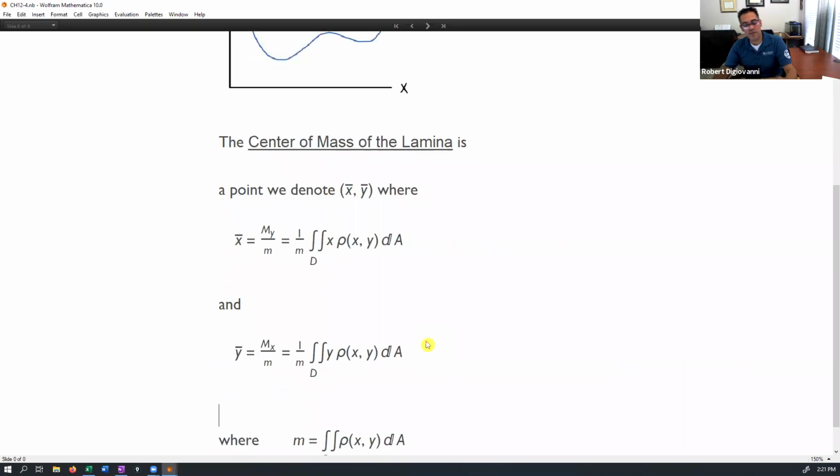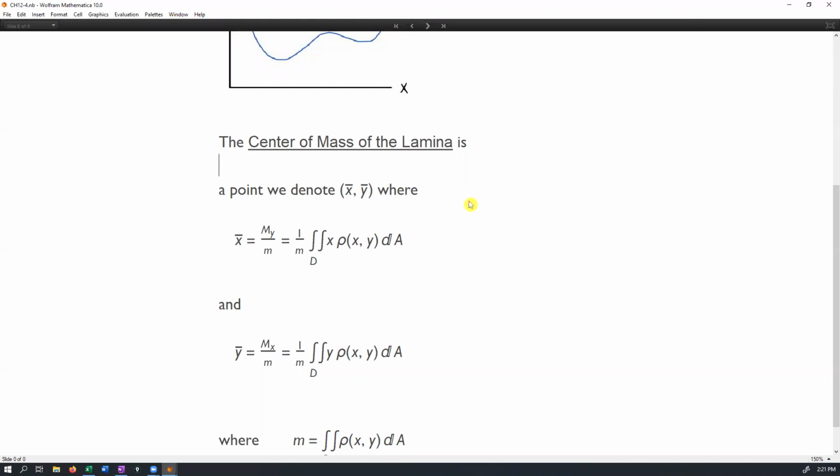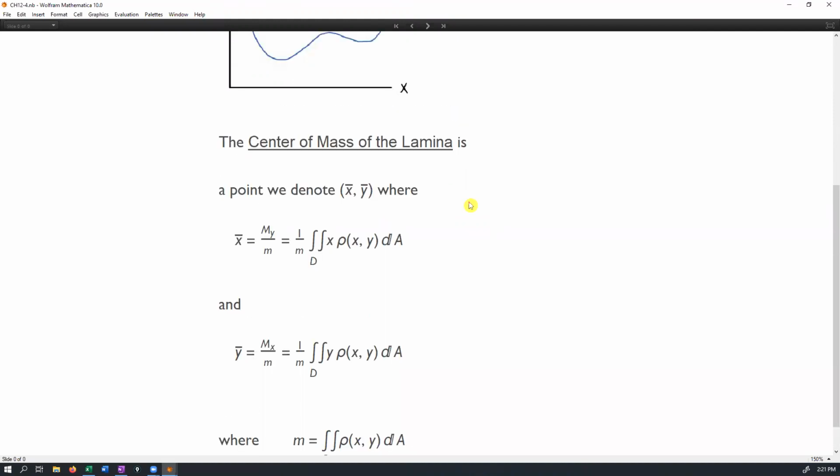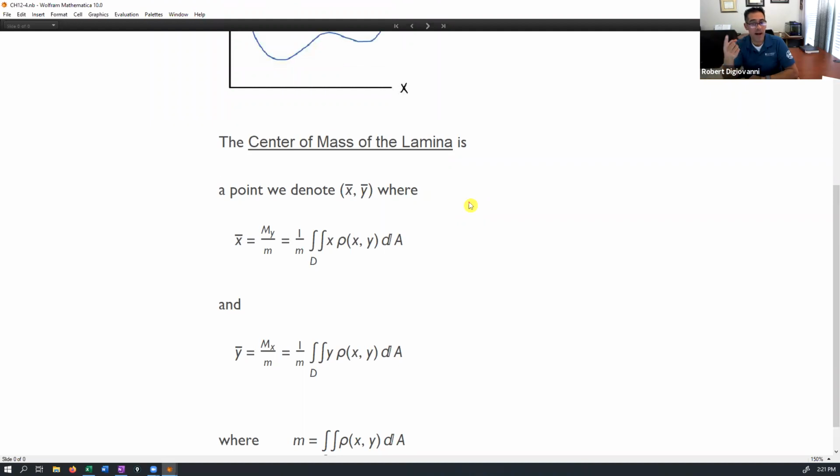So if I asked you to find the center of mass of a lamina, how many double integrals would you have to do? Is it 6? 3. Yeah, just 3. You need the mass double integral, and then you need the moment about the y and the moment about the x, and that's it. Because you use the mass for both, right? Do y'all see that? You do the mass for both.